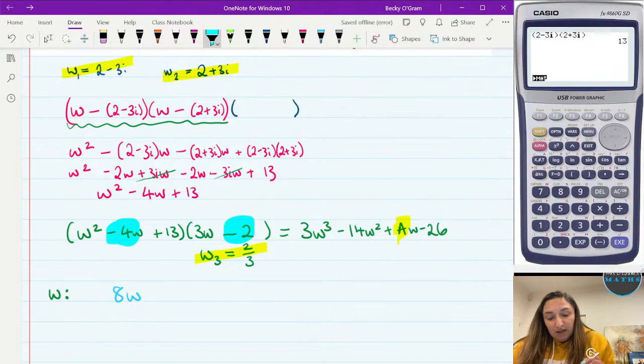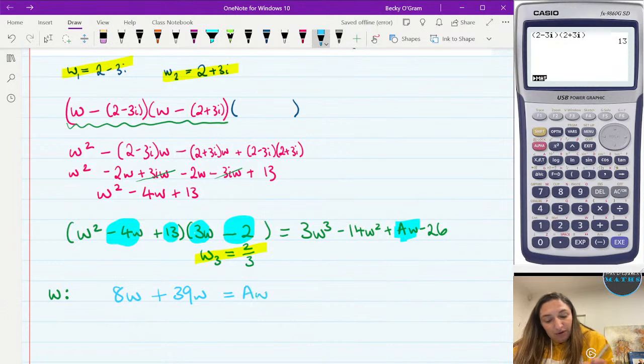We can also make a w term by doing 13 times 3w. So that would get us, what's that, 39? Just had a moment there, 39w on the left. On the right, the only term that we have that's in single w's is this one here, the aw. Okay, so let's just highlight that. So we're just looking at w terms. Over here we would have aw. So therefore a has got to be 39 plus 8.